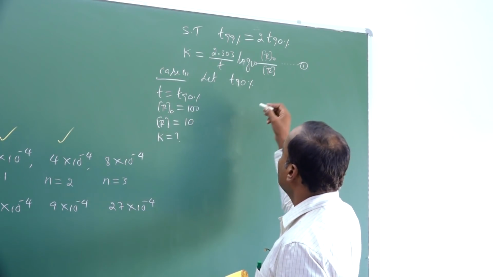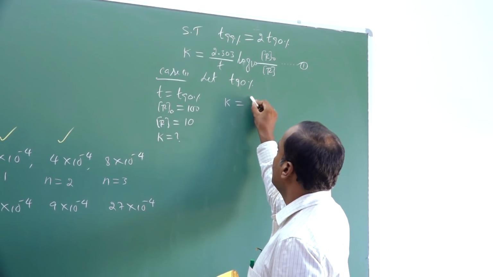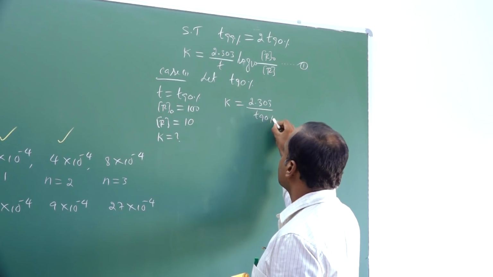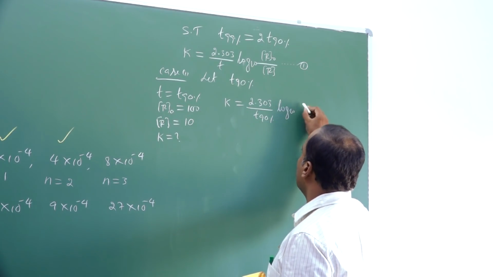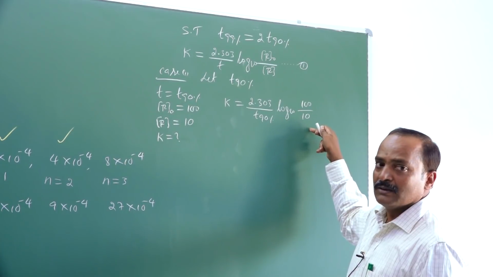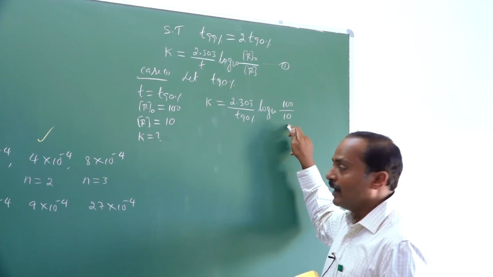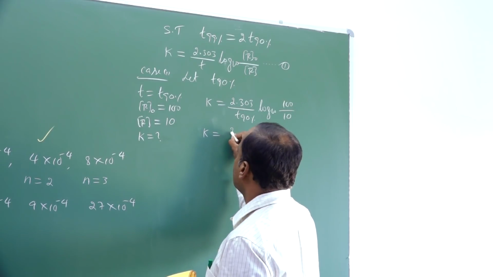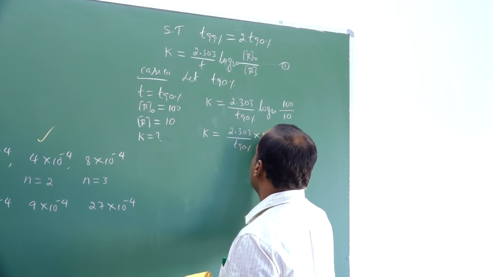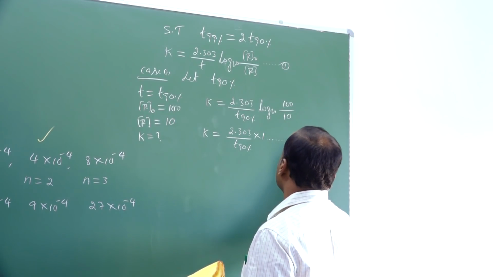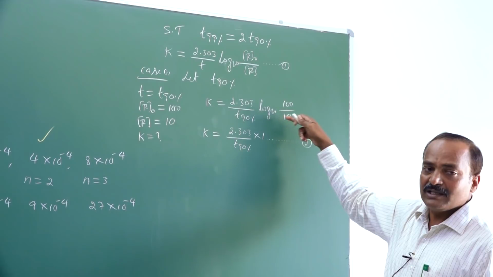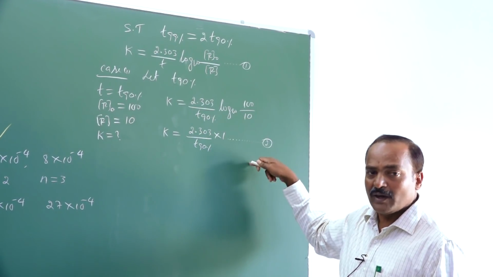Then equation 1 becomes k = 2.303 divided by T90% into log base 10 of 100 by 10. Log base 10 of 100 by 10 means log 10. What's the value of log 10? 1. Then k = 2.303 divided by T90% into 1. We call it equation number 2.